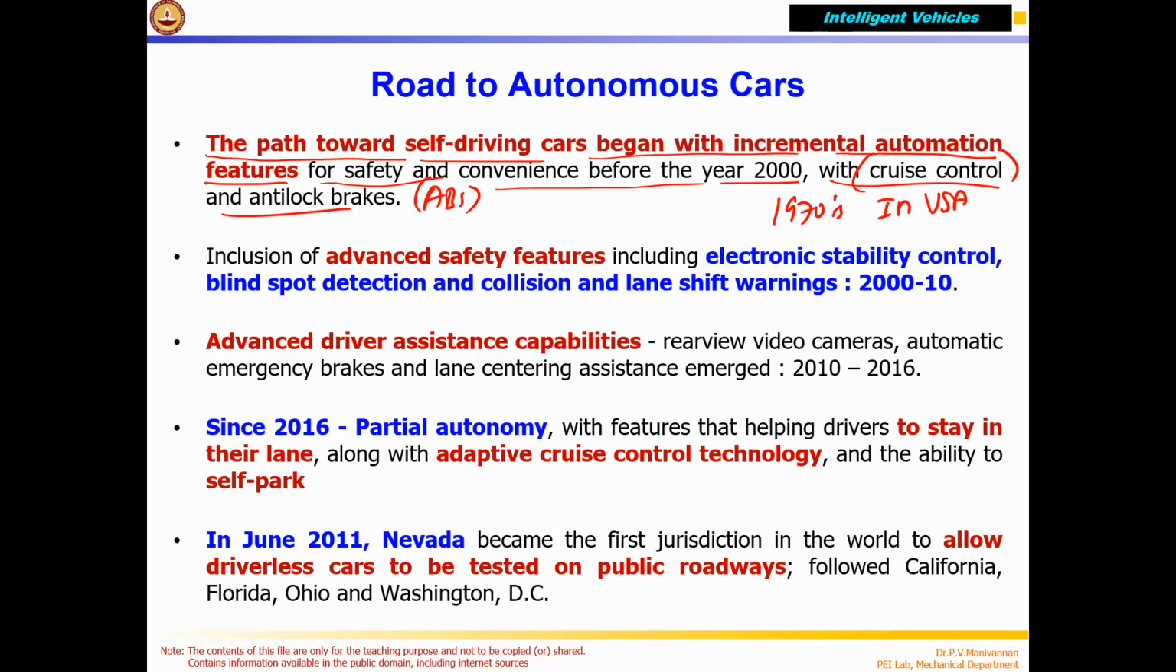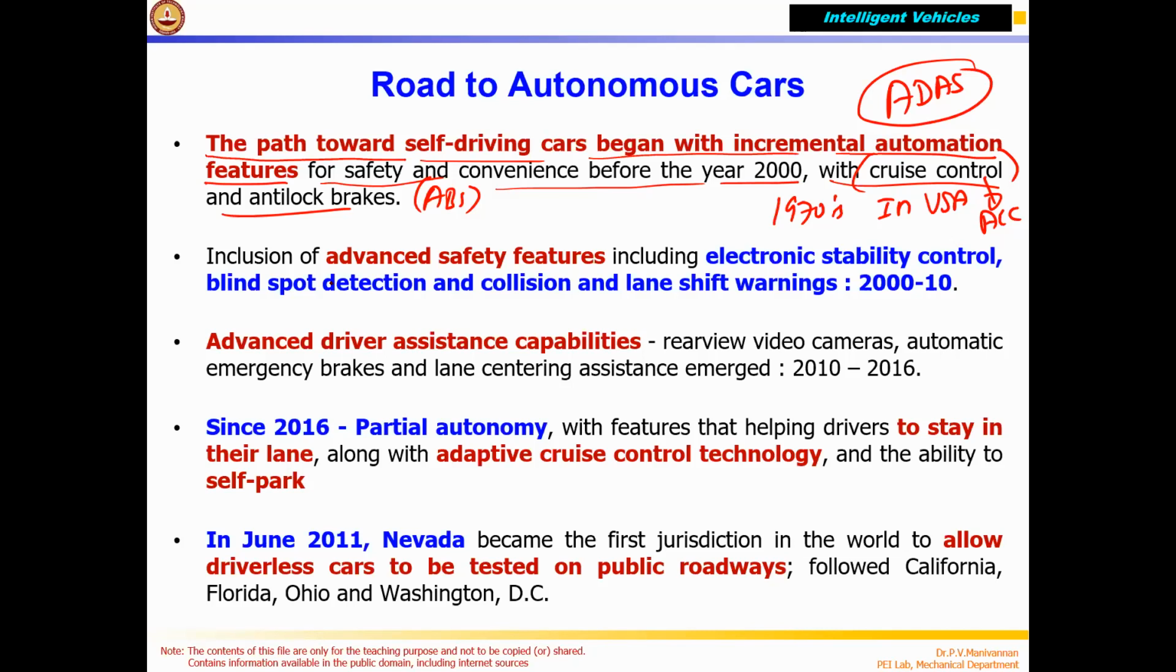Then cruise control, when you travel long distance, and ACC also came. All these things came in the 1970s up to 2000. ADAS systems, cruise control, adaptive cruise control, ABS, all these things have been there for the last 30 years in the US. In India, it has come in the last 10 years.